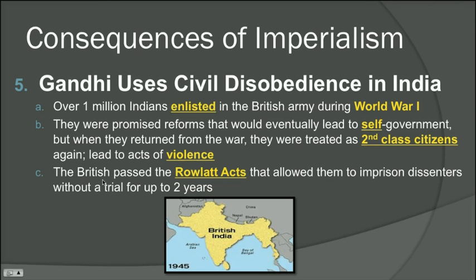So the British decide that they're going to pass the Rowlatt Acts. And the Rowlatt Acts allowed them to imprison dissenters without a trial for up to 2 years. You can imagine, people who fight back against the British now can be thrown in jail, and the key can essentially be thrown away for 2 years.